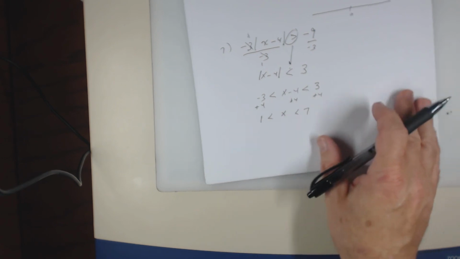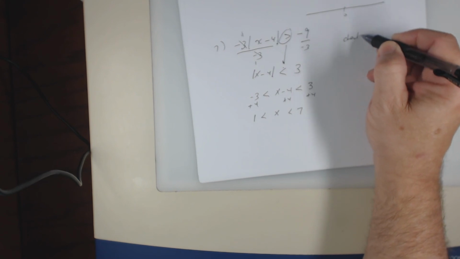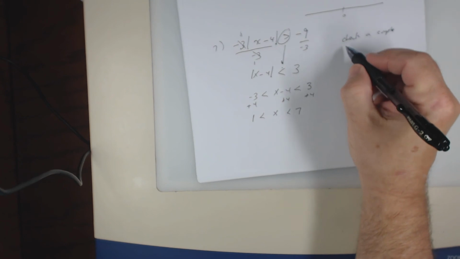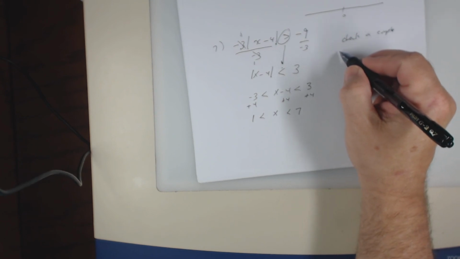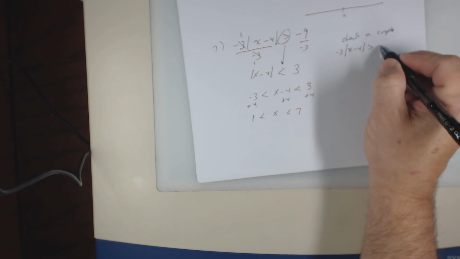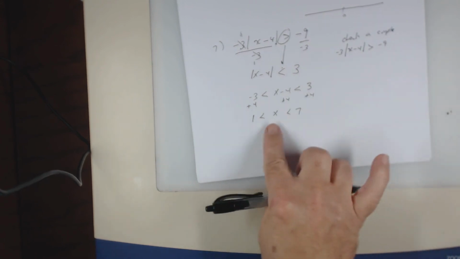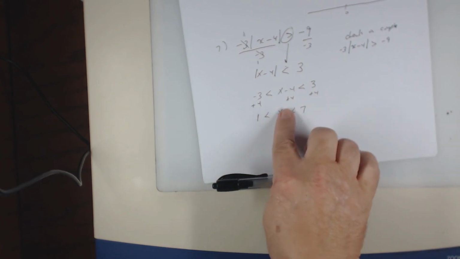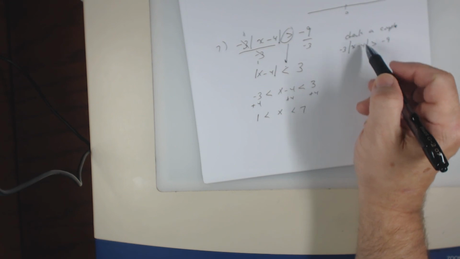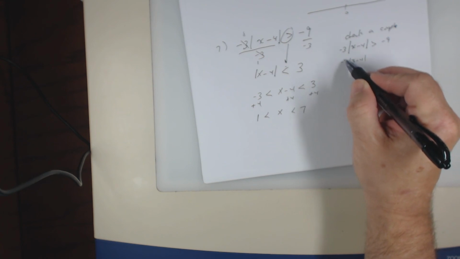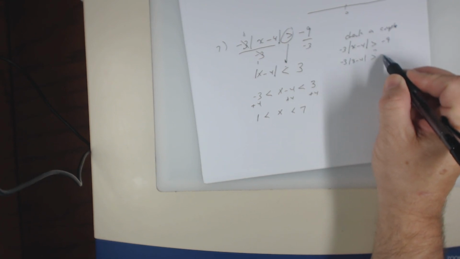Okay? And you can check. Let's just check a couple. And remember, you always go back to the original. Always go back to the original. -3 times the absolute value of x minus 4 is greater than -9. That was the original. So give me a number that's in here that's supposed to be a solution. 3. All right. What's 3 minus 4? All right. And then that's going to be multiplied by what? And I want that to be bigger than -9.